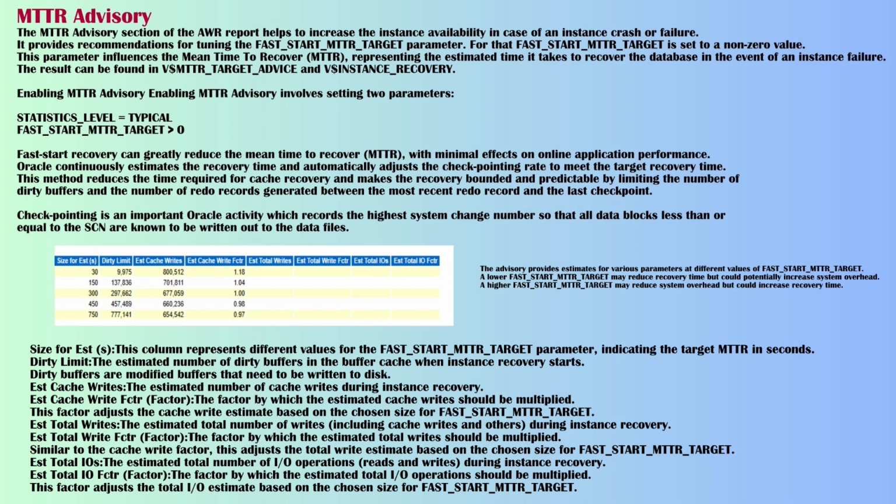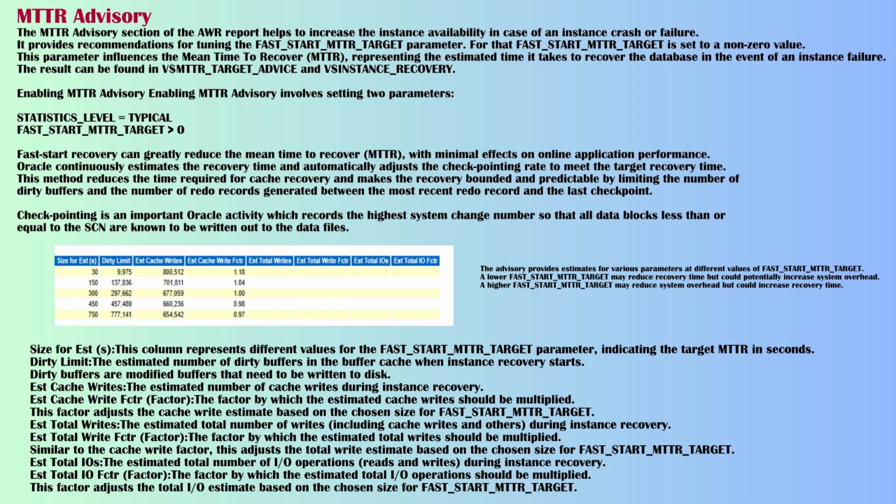fast_start_MTTR target. The advisory provides estimates for various parameters at different values of fast_start_MTTR target. A lower fast_start_MTTR target may reduce recovery time but could potentially increase system overhead. A higher fast_start_MTTR target may reduce system overhead but could increase recovery time.